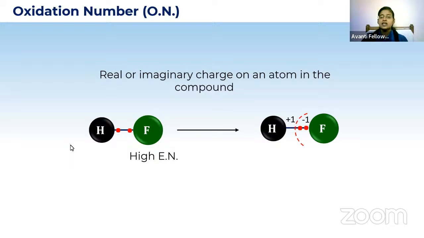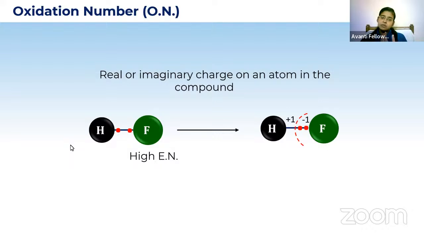It will pull the shared pair of electrons towards itself, and since it is gaining the electron from hydrogen, it is taking -1 charge. Only one electron is taken from hydrogen, right? So -1. And since hydrogen is losing one electron, it is getting +1 charge. Okay. So what is the charge acquired by hydrogen? +1. And the charge acquired by fluorine is -1. So +1 is the oxidation number for hydrogen in this compound, and -1 is the oxidation number of fluorine in this compound. Okay. Can you able to understand now?